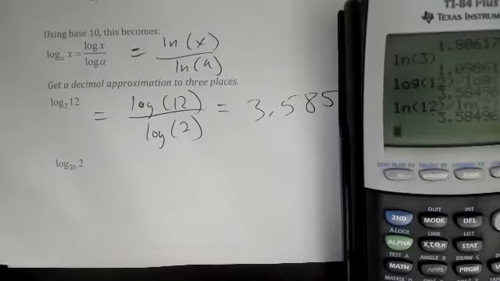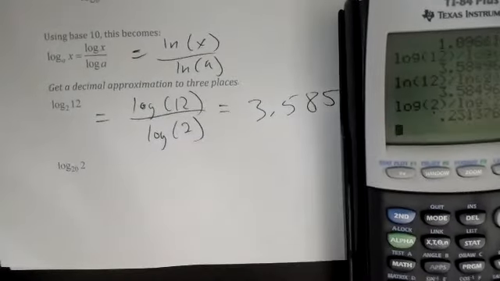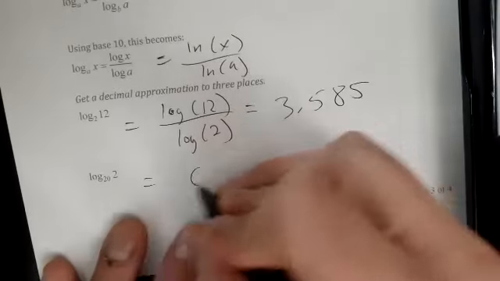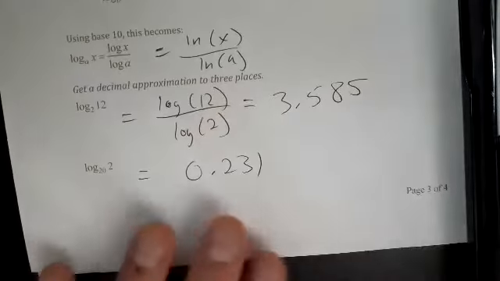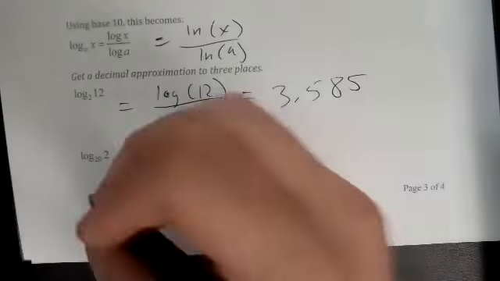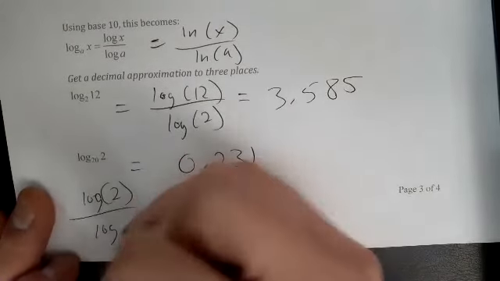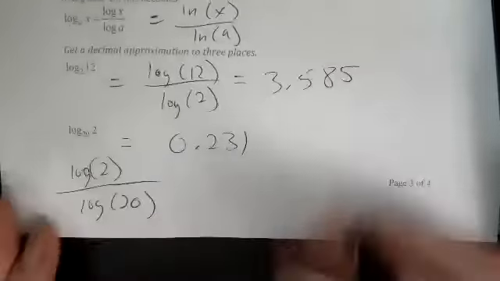We do the same thing, log 2 over log 20. This should be a really small number. To 3 decimal places, 0.231. We do this by doing log 2 over log 20. Big log over little log. That's what a lot of people say.